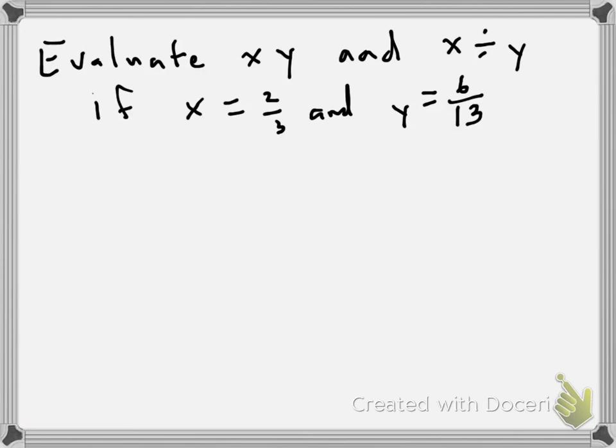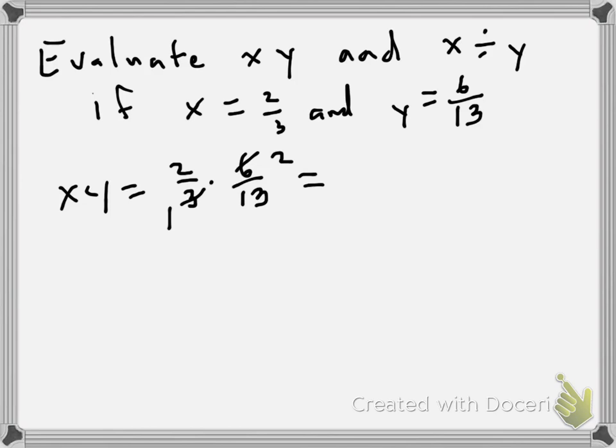Okay, so if I want to evaluate these things, and I have values for x and y, remember, when two things are right next to each other like this, it means they're multiplied. So xy is going to be, we'll start there. Well, we're going to plug that 2/3 in for x, and we're going to plug that 6/13 in for y. Okay, and then we're going to do our multiplication. So look for common factors. I've got the 3 on the bottom, the 6 on the top, both divisible by 3. So 3 divided by 3 is 1. 6 divided by 3 is 2. Okay, and then that's it. Since 2 is my only factor on the top, and 2 doesn't go into anything on the denominator.